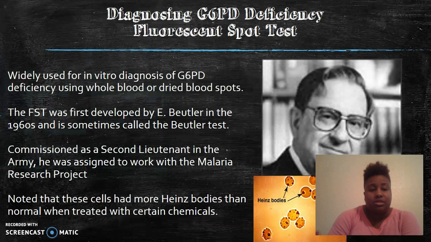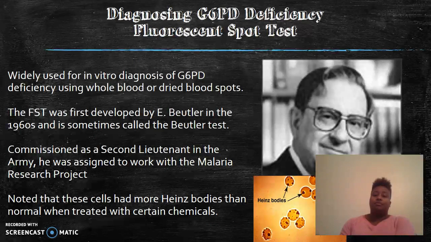G6PD diagnosis. So, this guy, Ernest Butler, in the 1960s, developed the fluorescence spot test. He was a commissioned second lieutenant in the Army, and he was assigned to work with the malaria research project. He noted that the cells had more Heinz bodies, which are these little spots, in the blood cells when treated with certain chemicals, mainly the primaquine, the malaria drug.